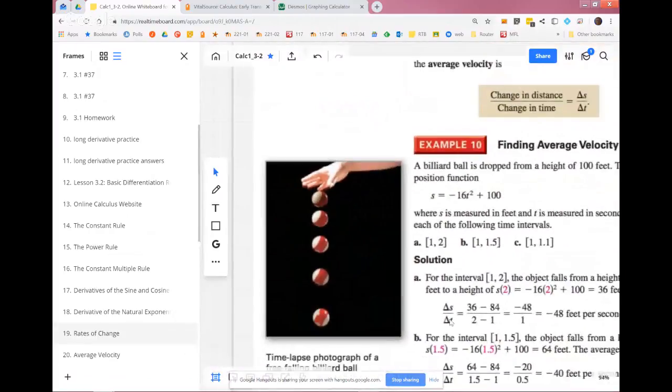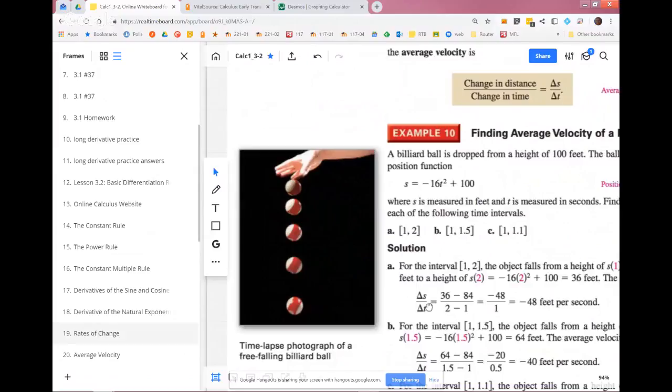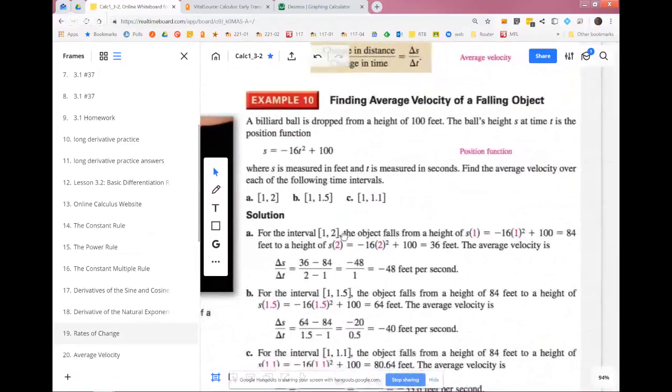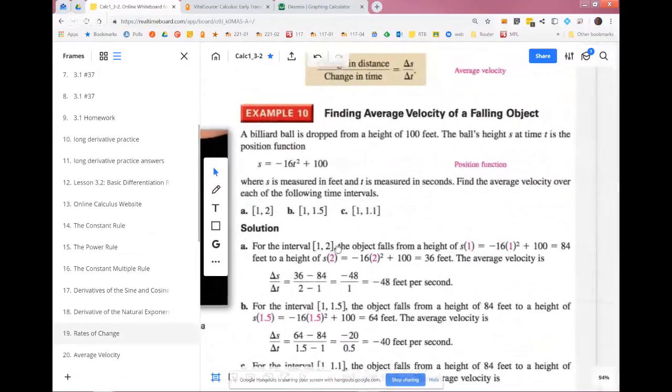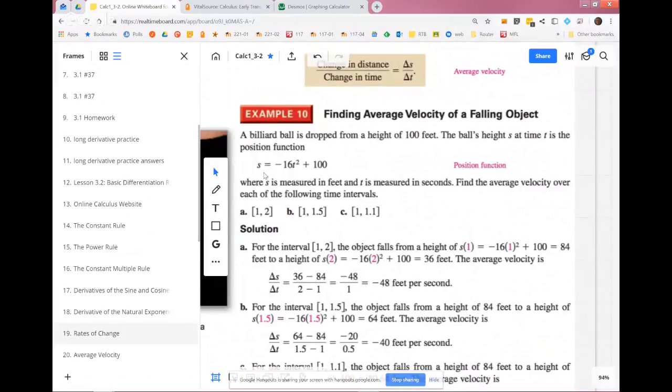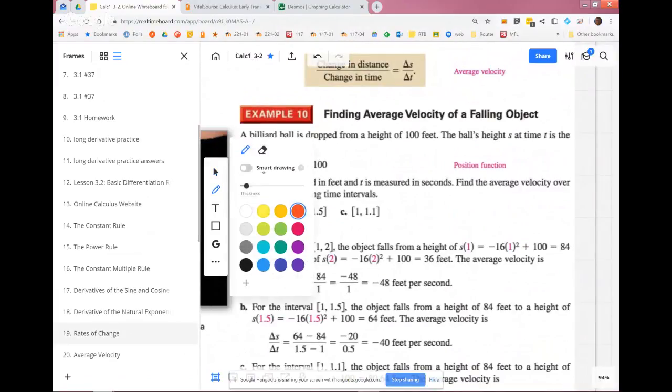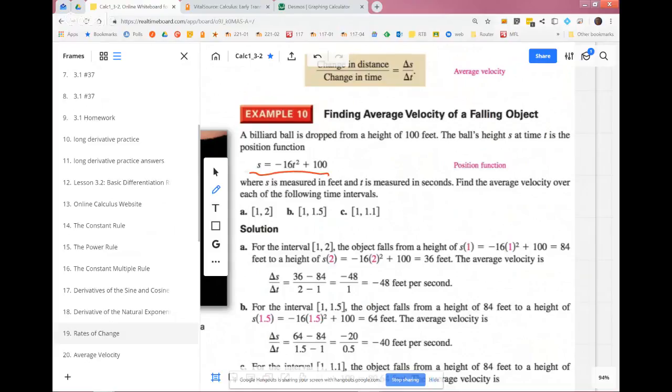Let's just take a look at this example here. So from the book, they have somebody dropping a billiard ball from 100 feet up. Okay, so we got the picture. And then here you see the equation for dropping a billiard ball from 100 feet up. S equals negative 16t squared plus 100. The 100 represents how high the ball is. And the negative 16 is gravity. And it's negative because it's pulling downward. Okay?